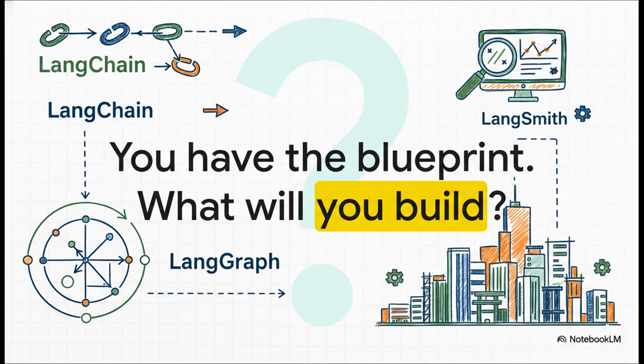And there you have it. Composition with LangChain, orchestration with LangGraph, and observability with LangSmith. This is the blueprint for going from simple scripts to real production-grade AI systems. So the blueprint is yours, the tools are ready, the only question left is, what are you going to build?